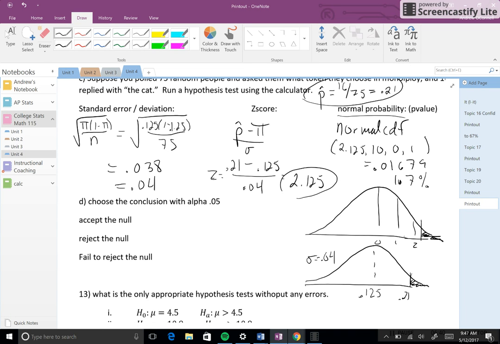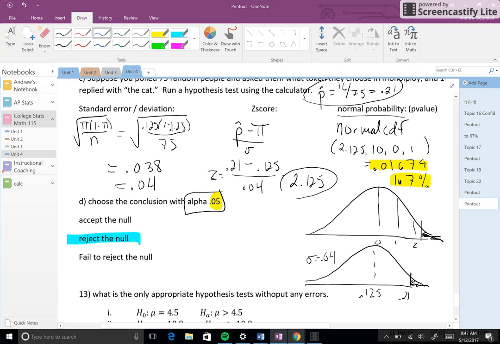So make your conclusion. Are you with alpha level 0.05? Remember, you're going to reject if you're under the alpha level. So we found the probability of about 1.7%. Our alpha level's 0.05. It's under the alpha level, so we're going to reject the null hypothesis.